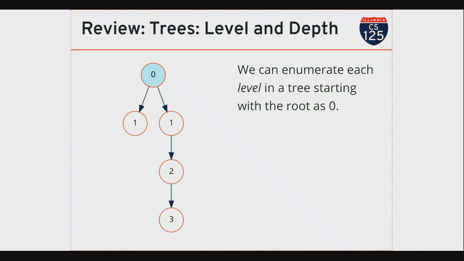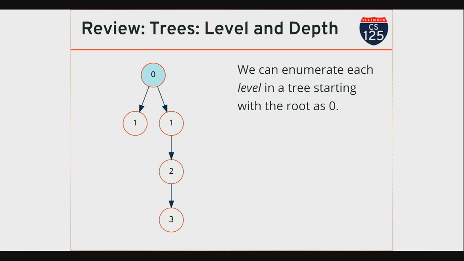The depth of a node in the tree. So the depth of a particular node is determined by how many hops it takes to get from the root node to that node, from the root to the node that we're thinking about. So these two nodes in my tree here are children of the root. They have depth one. It takes me one hop to get from the root down to both of those nodes.